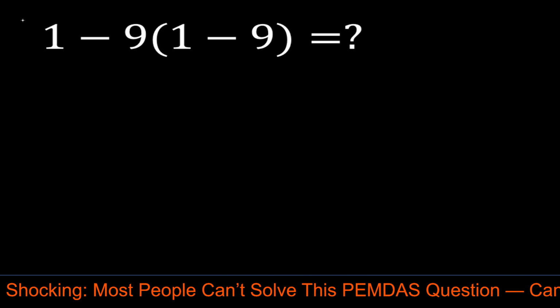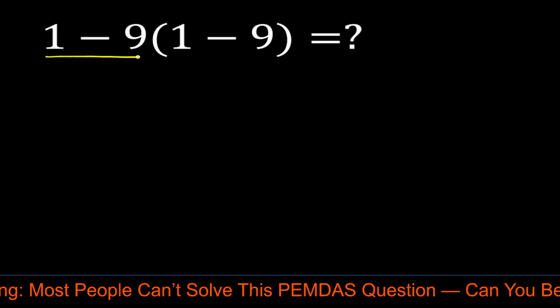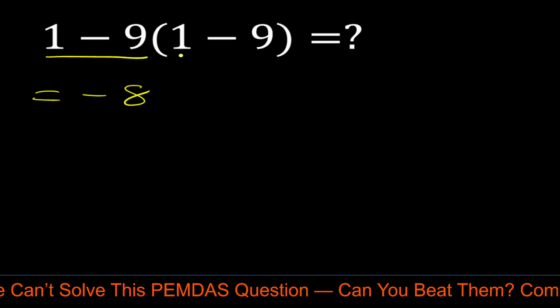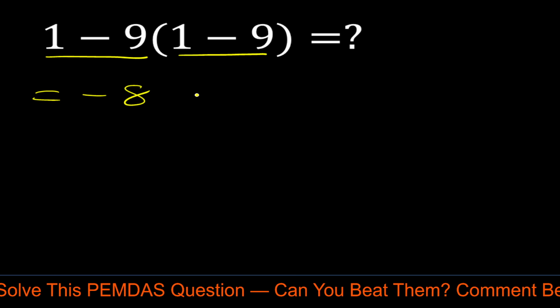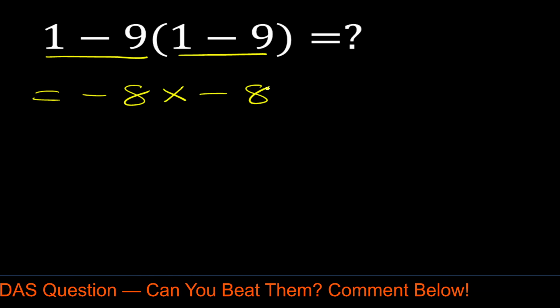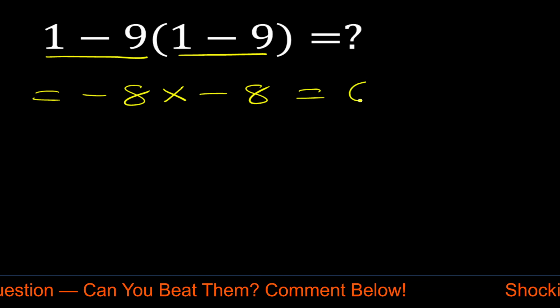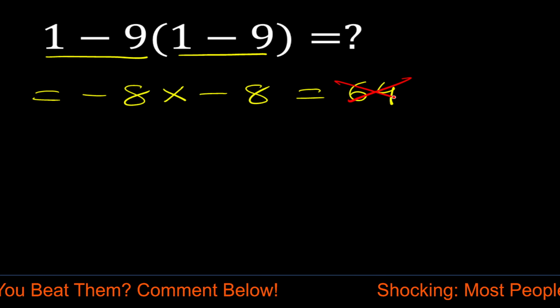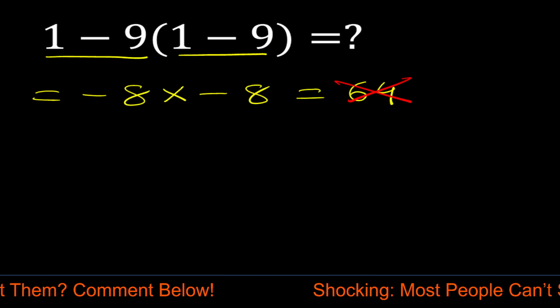So 1 minus 9 is equal to minus 8, right? Then again 1 minus 9 is equal to also minus 8. Now minus 8 times minus 8 is equal to plus 64, right? But this answer is not correct. This answer is completely wrong.